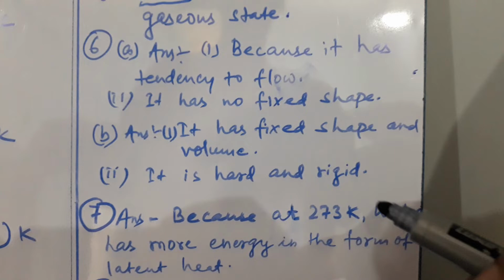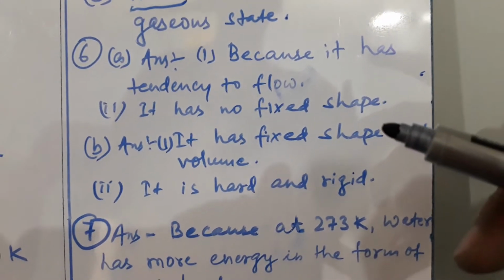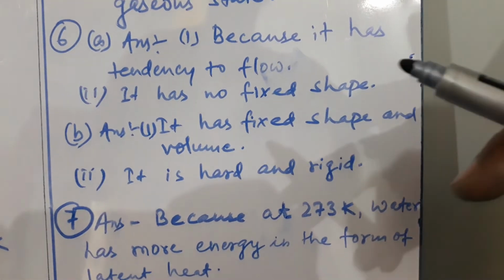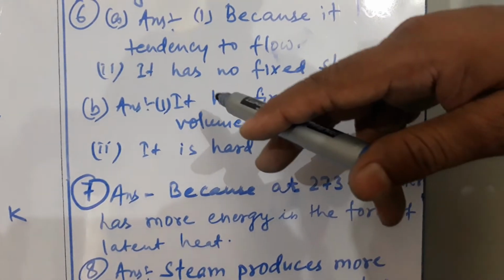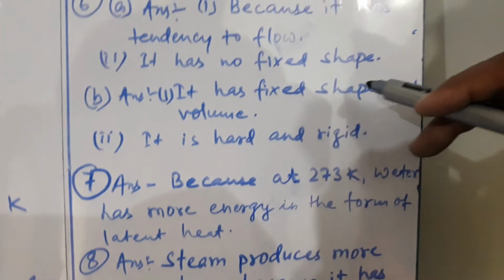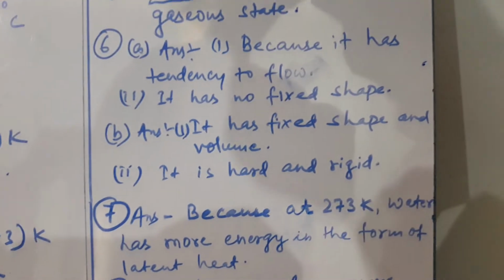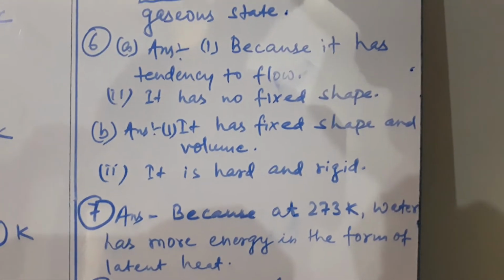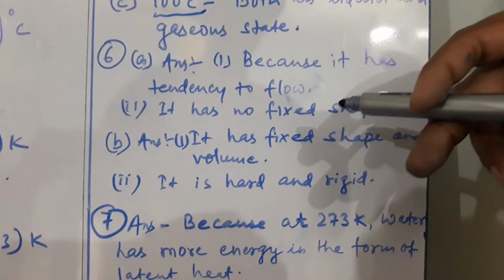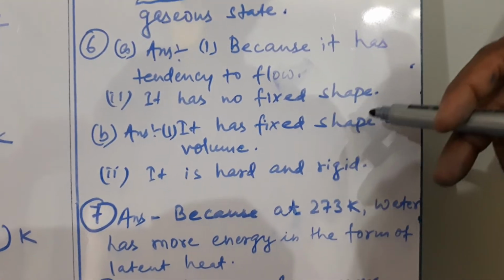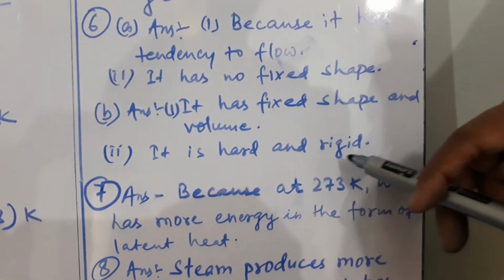Second, an iron almirah is a solid at room temperature. For this the very common reason is that it has a fixed shape and volume. At room temperature, the almirah has a fixed shape and volume, and it is hard and rigid.